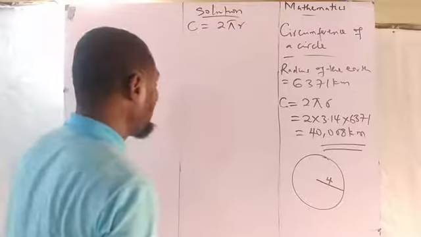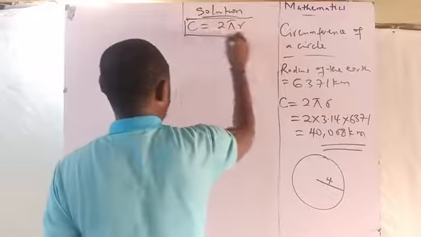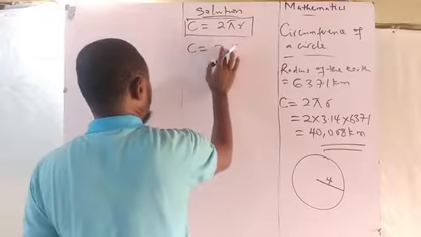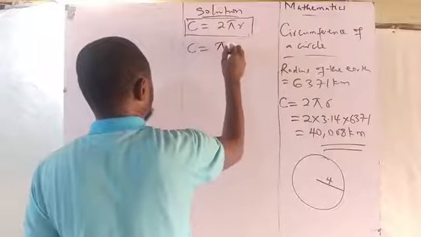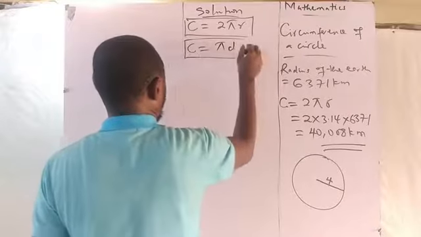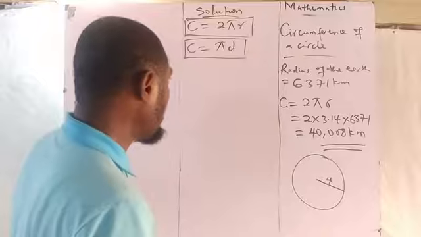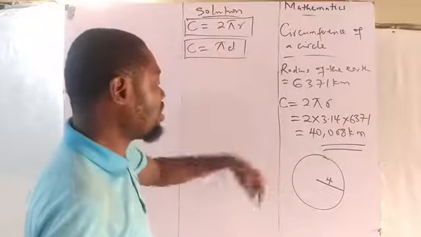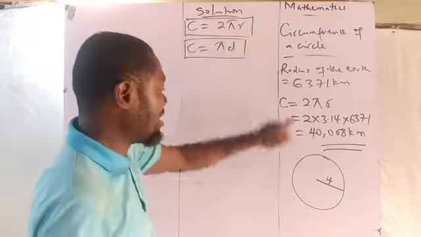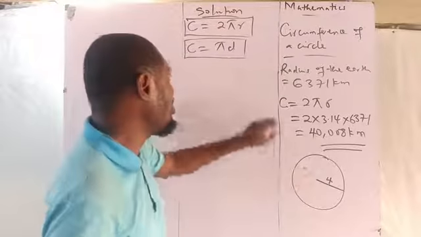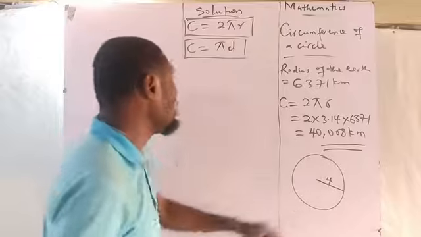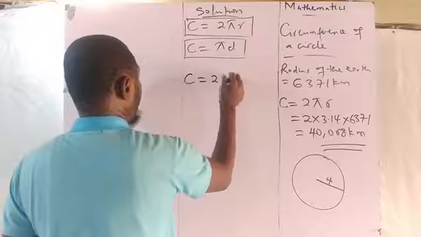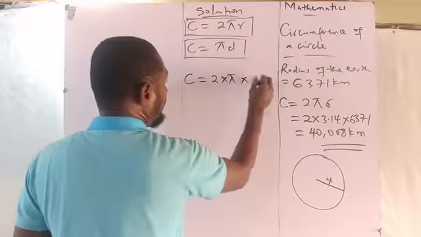In the previous class, I gave you two formulas. One is 2 pi r, and the other one is pi d. If you're given the diameter and you're asked to find the circumference of the circle, you use pi d. If what you're given is the radius, use 2 pi r. In this circle, what we have is the radius. So to find the circumference, I'll have C is equal to 2 times pi times 4.